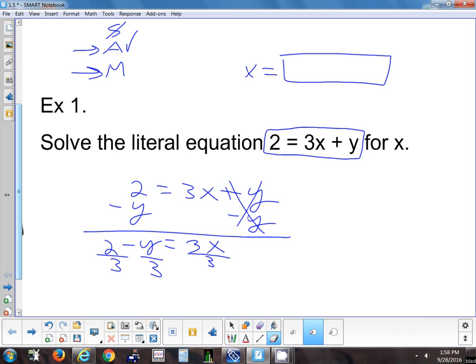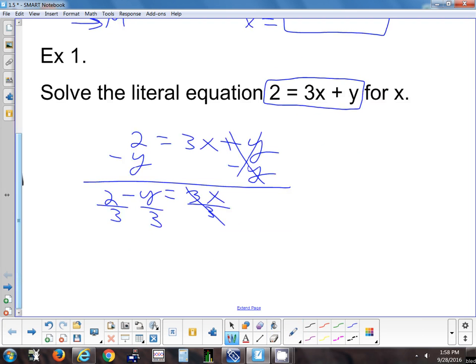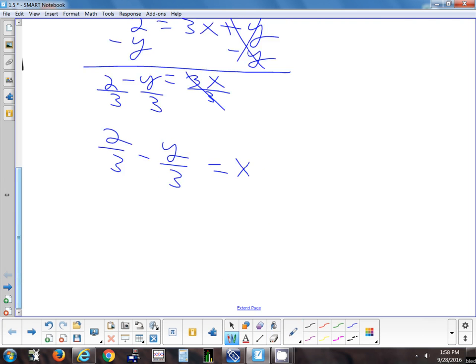All right. So now, 3 divided by 3, that's gone. Can I reduce 2 divided by 3? What do you think, Bay? No. No, so we just leave it. Y divided by 3. I'll talk about that in a second. Equals, what's on the right-hand side now? Yeah, x. Okay, so we've got x by itself.